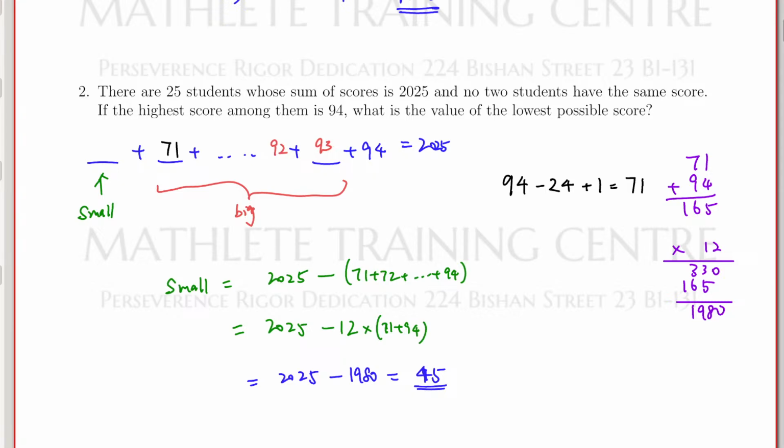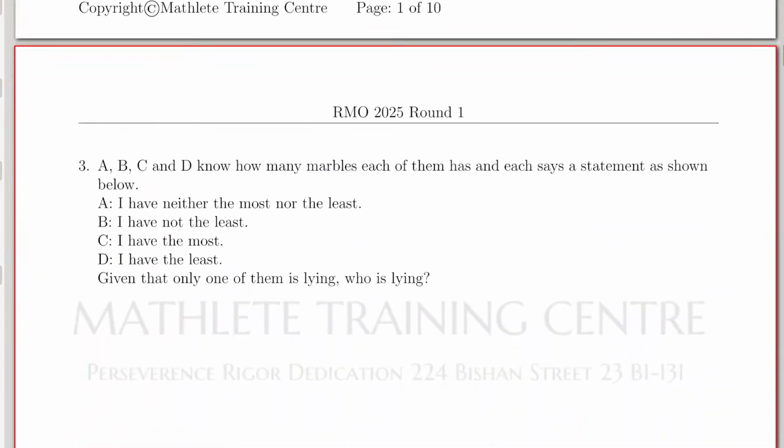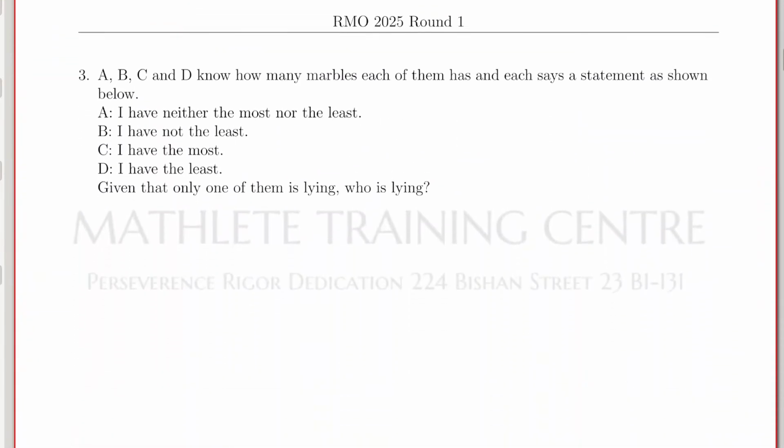Now, let me move on to question number 3. In question number 3, we have 4 people A, B, C, D. They know how many marbles each of them has, and each states a statement as shown below. If only one of them is lying, who is lying? A says, I have neither the most nor the least. B says, I have not the least. C says, I have the most. And D says, I have the least. So out of them, 3 are telling the truth, right? So you have 3 truths and 1 lie.